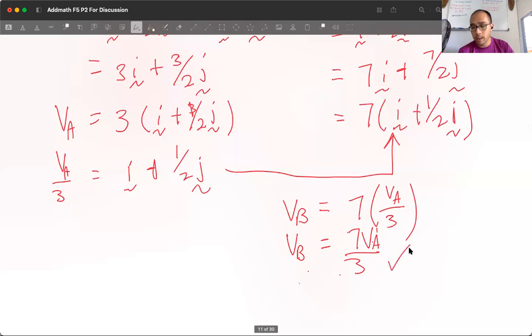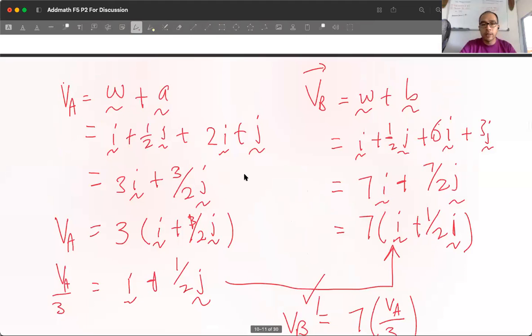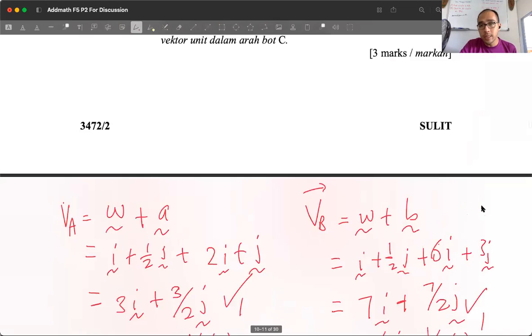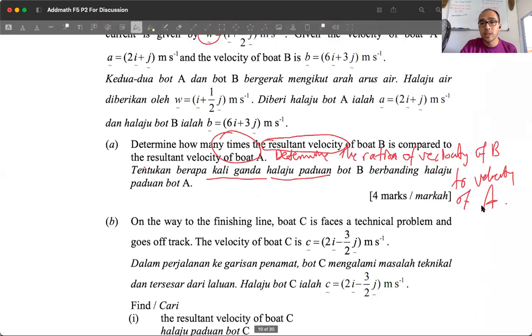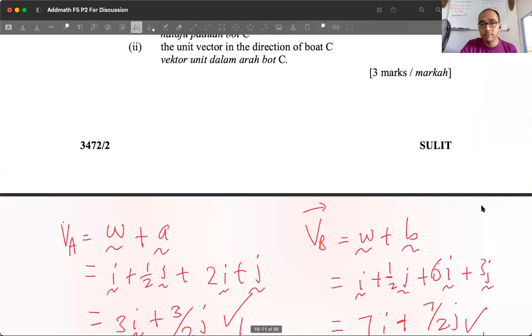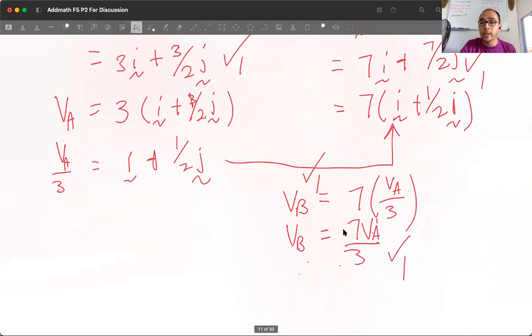Okay, so this is 1 mark. The substitution is 1 mark. Determining the resultant velocity, each one is 1 mark each. So there are 4 marks over here. Okay, so actually, if you think about it, the question is not difficult. The working is really not hard, just looking for the ratio. The only problem obviously is understanding what the question wants.